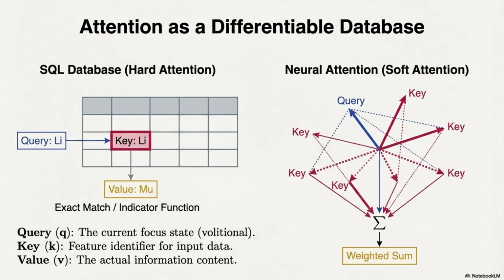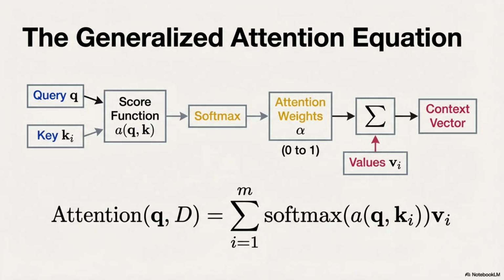Okay, so we've got the concept, this cool differentiable database. But how do we actually build the thing? How do we turn this neat analogy into a mathematical function that a computer can actually run and, more importantly, learn from? And this diagram just beautifully lays out the process. It's like a 3-step dance.